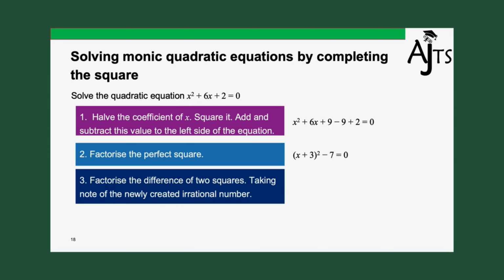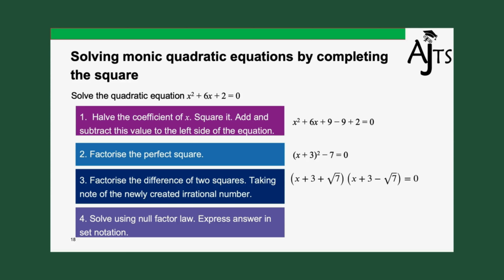Step 3. Factorize the difference of two squares. Taking note of the newly created irrational number, that is x plus 3 plus square root 7 times x plus 3 minus square root 7 equals 0. Step 4. Solve for x using null factor law by assigning two linear factors equal to 0. Express answer in set notation. Hence the solutions or x-intercepts are x is an element of minus 3 minus square root 7 and minus 3 plus square root 7 respectively.